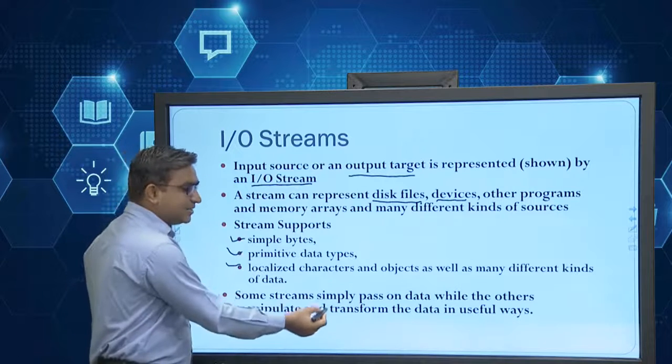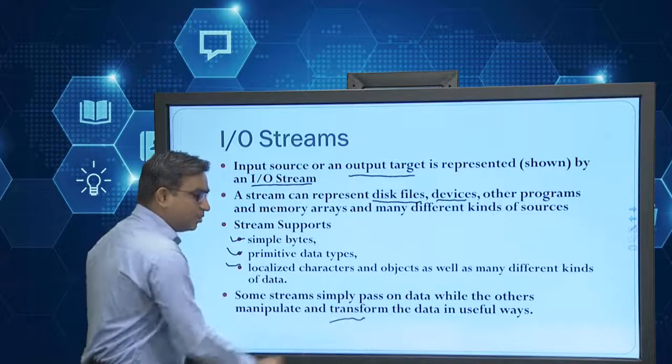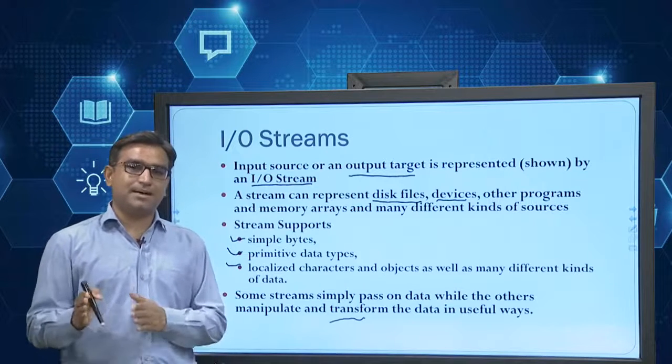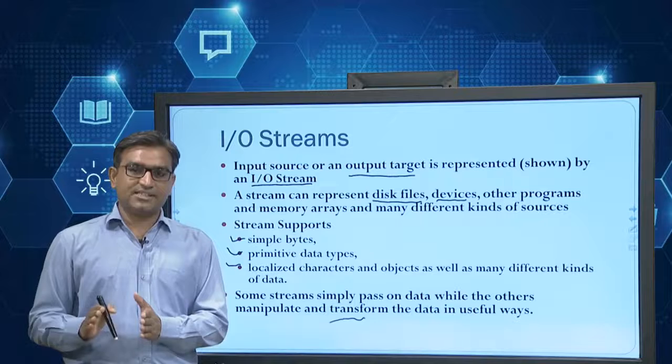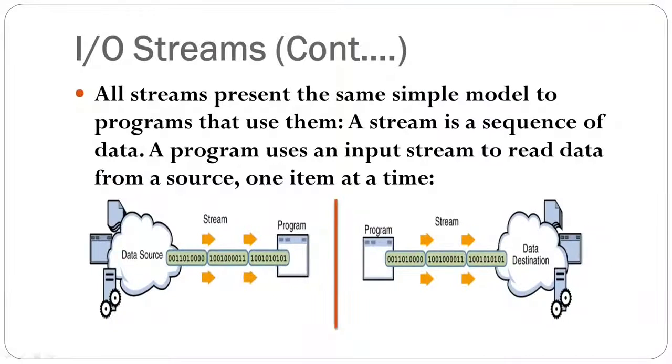Some streams specialize in passing on data, while others manipulate and translate or transform the data in a useful way. We can produce our data and generate output in whatever way we need. Now IO stream, how is it functioning? Let's understand using a graphical concept.